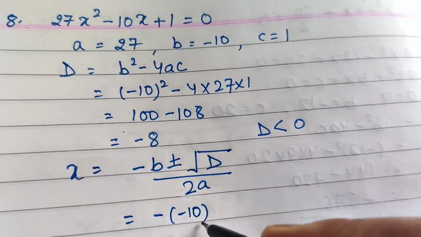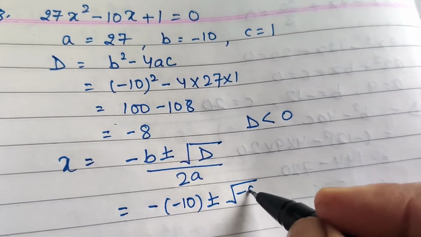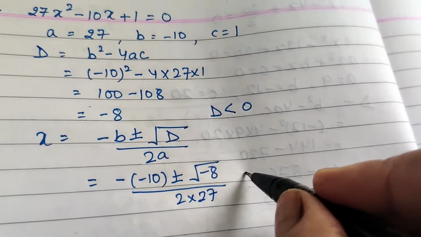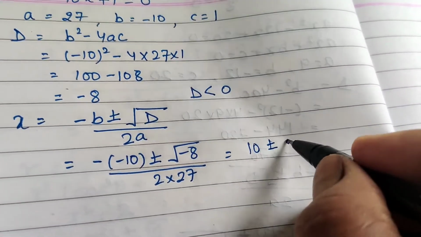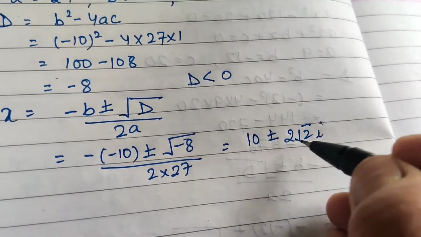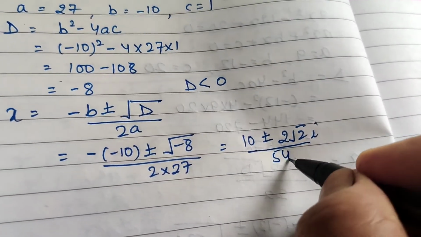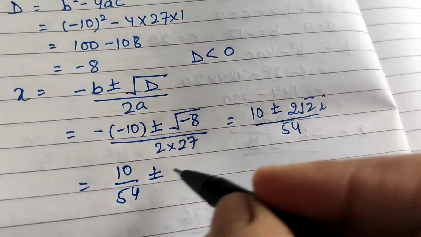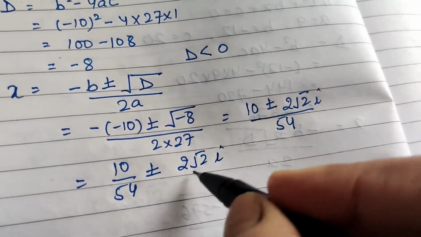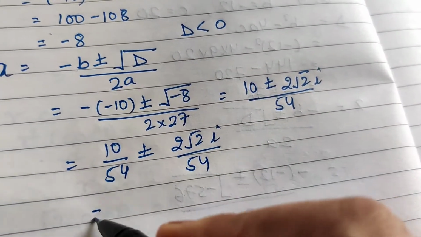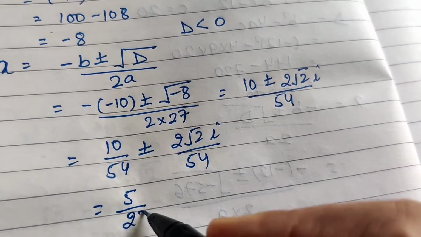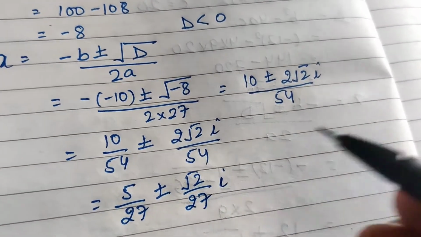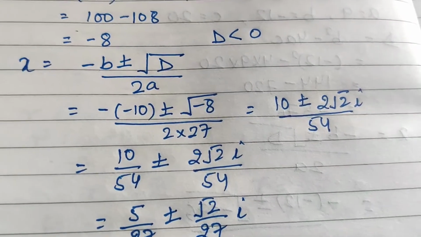Minus minus 10 plus minus root 8 upon 2a, means 2 into 27. So we can write this equation as 10 plus minus 2 root 2 i, since root minus 1 is i, divided by 54. That is 10 by 54 plus minus 2 root 2 i by 54. Now cancel, divided by 2: 5 by 27 plus minus root 2 i by 27. These are the roots of the following equation.